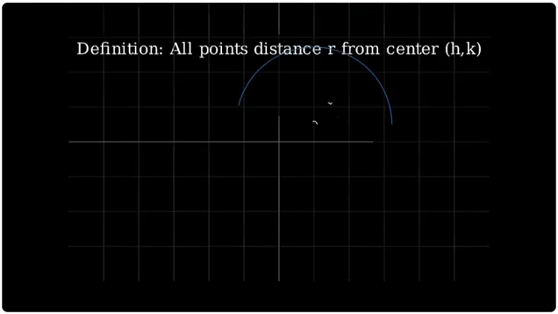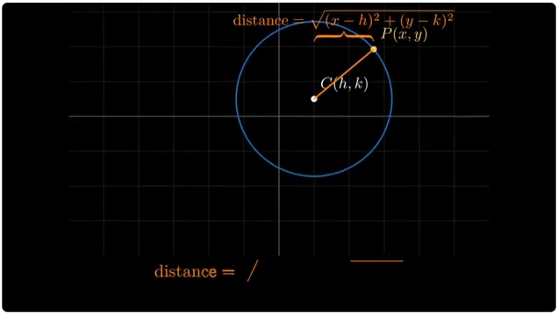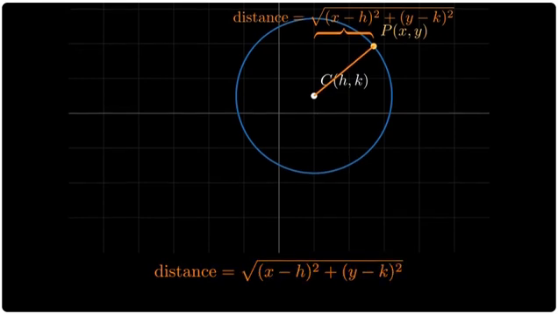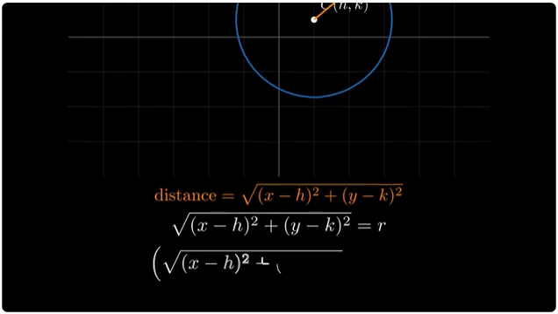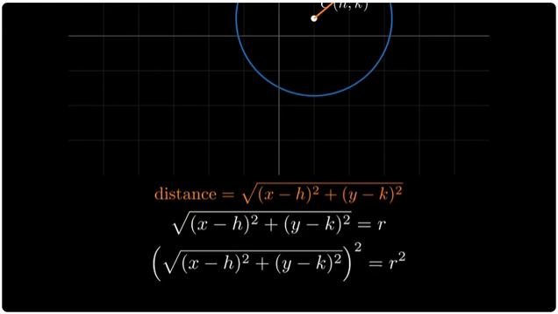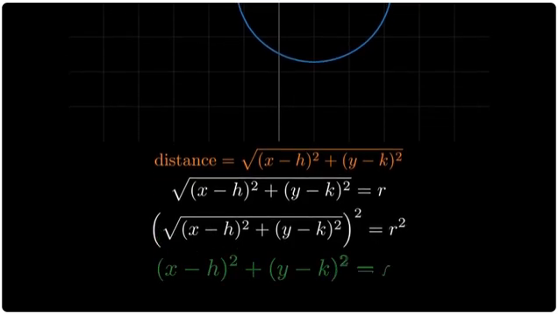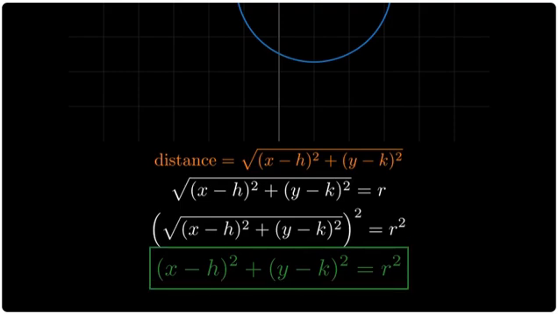By the distance formula, the distance from x, y to h, k equals the square root of x minus h squared plus y minus k squared. On a circle, that distance equals r, so we set the square root of x minus h squared plus y minus k squared equals r. To eliminate the square root, we square both sides. We obtain the standard form: x minus h squared plus y minus k squared equals r squared.